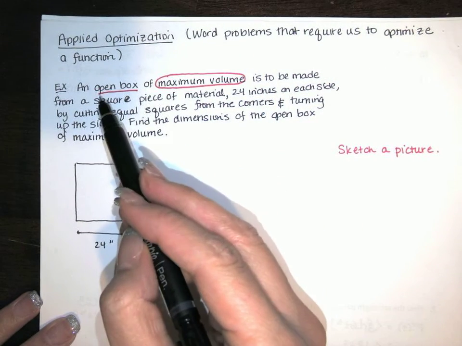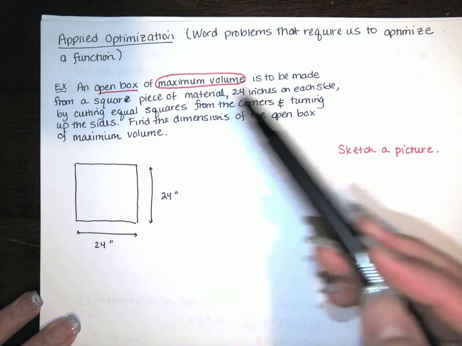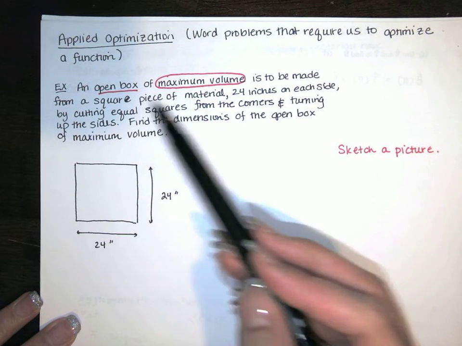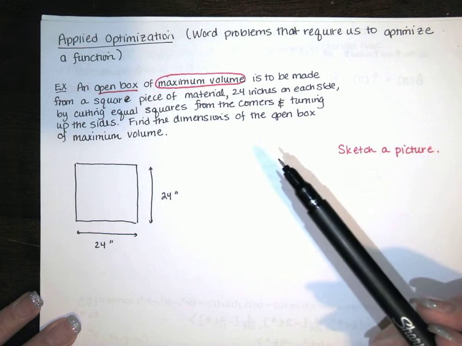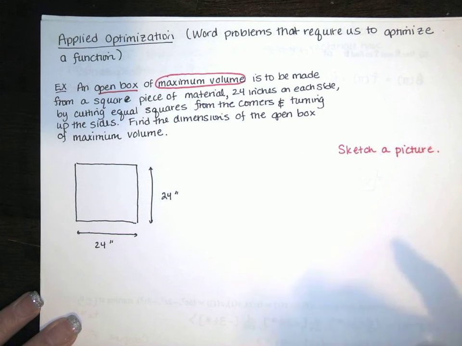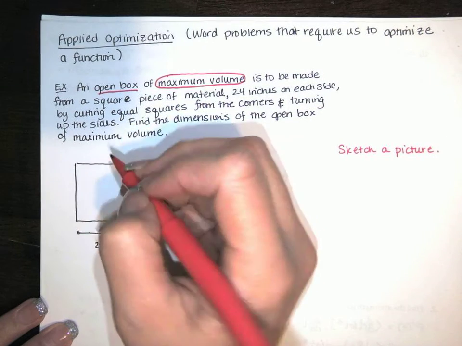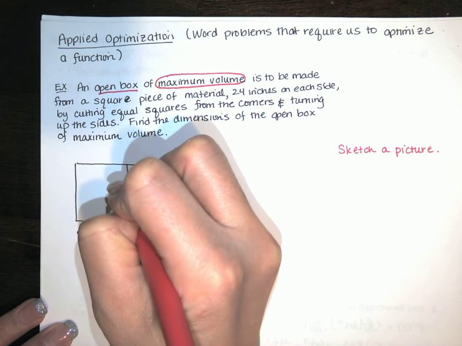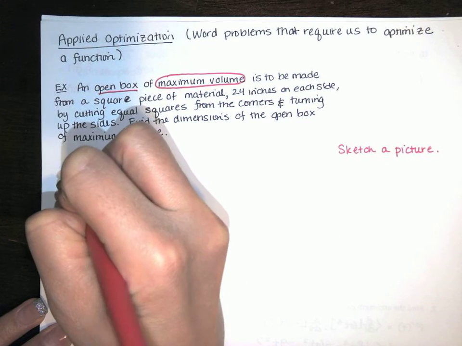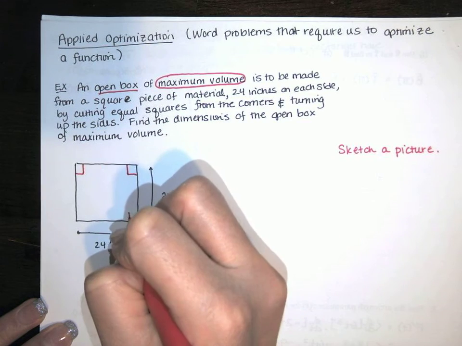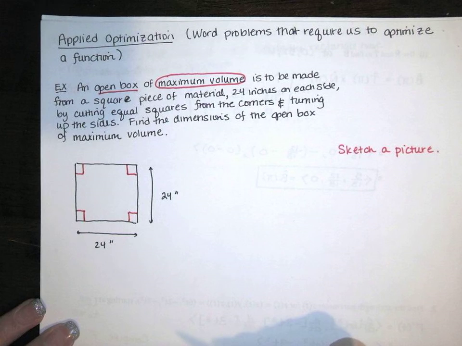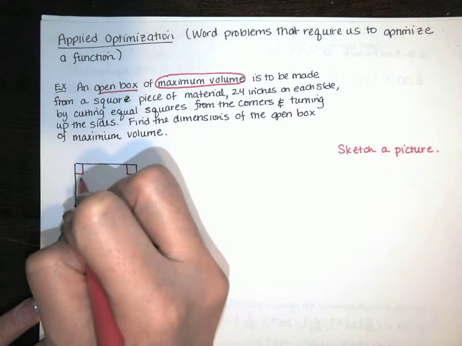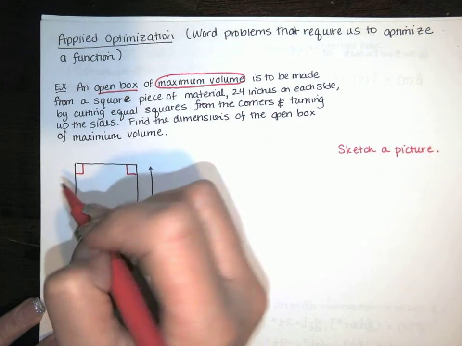And it says an open box of maximum volume is to be made from a square piece of material, 24 inches on each side, by cutting equal squares from the corners. You're saying, what does that mean? Well, it means we're going to take out a little square over here, and a little square over here, and a little square over here, and a square over here. When they say equal squares, what they mean are squares of equal areas. And then we're going to turn up the sides.